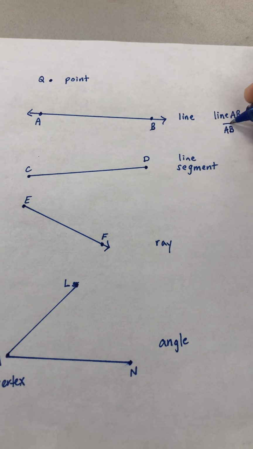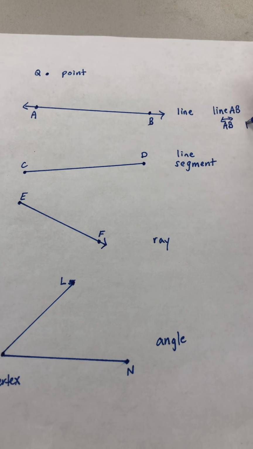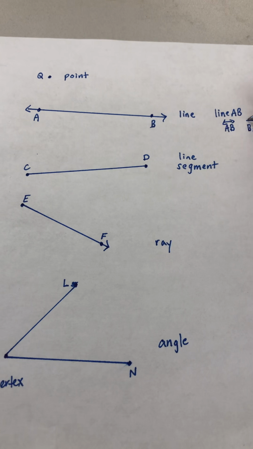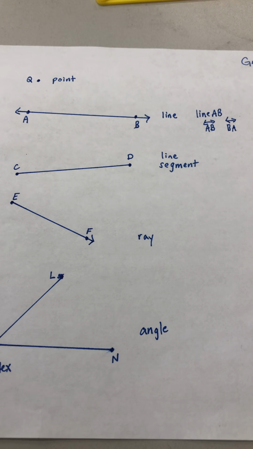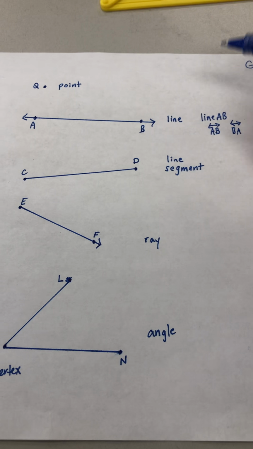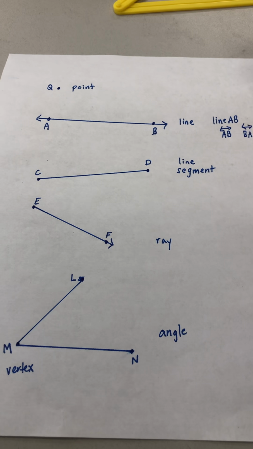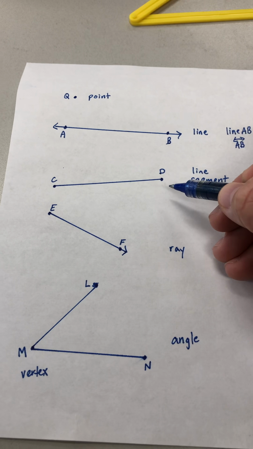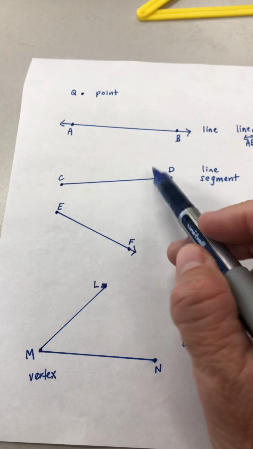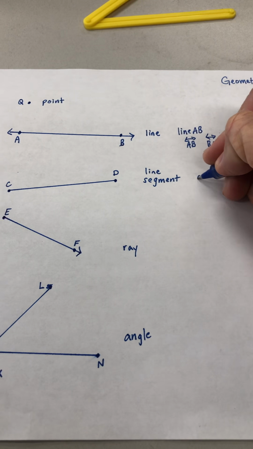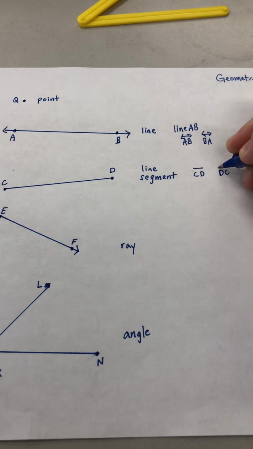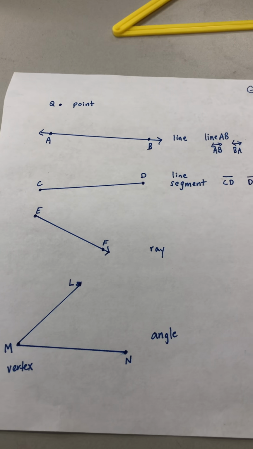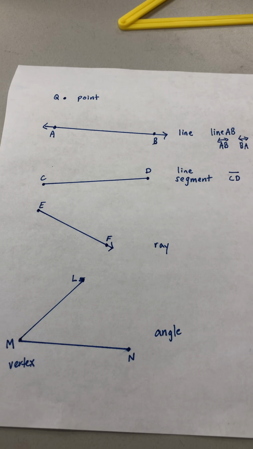So we can call that line AB, or line BA, kind of like students' names can have first name first or last name first. A line is a straight path through two points with no beginning and no end. This is a version of a line called a line segment. It does have a beginning and an end. This would be line segment CD, or line segment DC. It connects two points in a straight path.